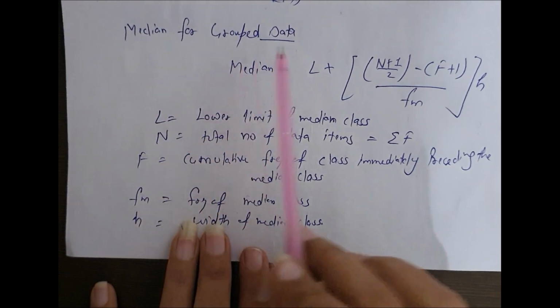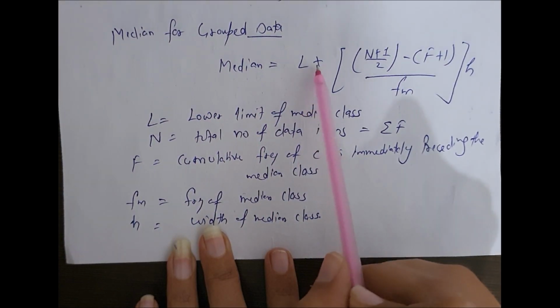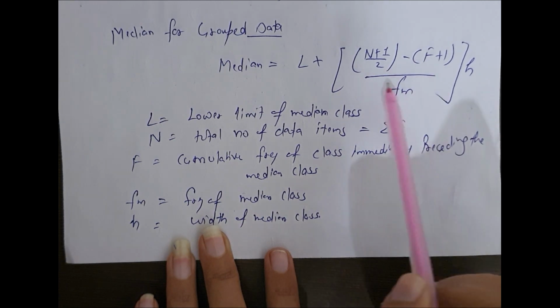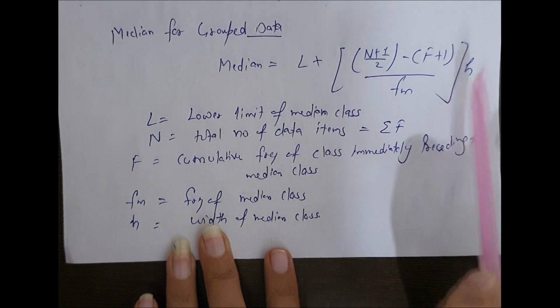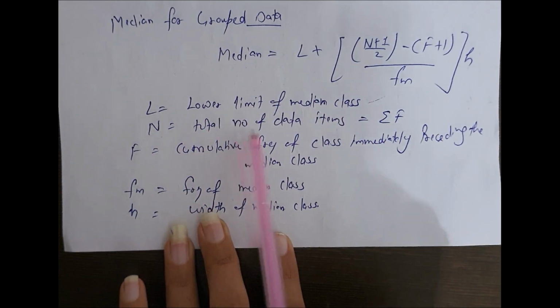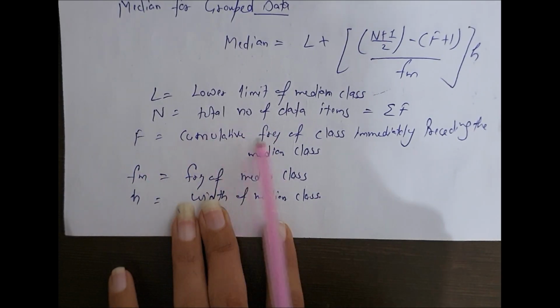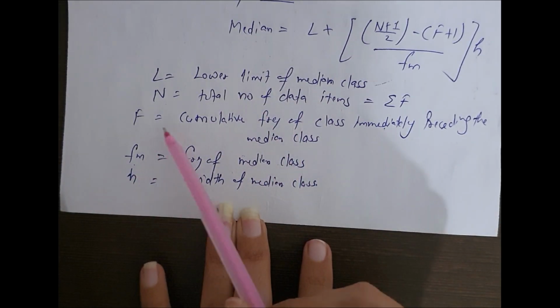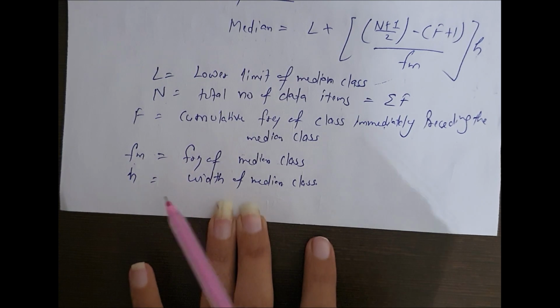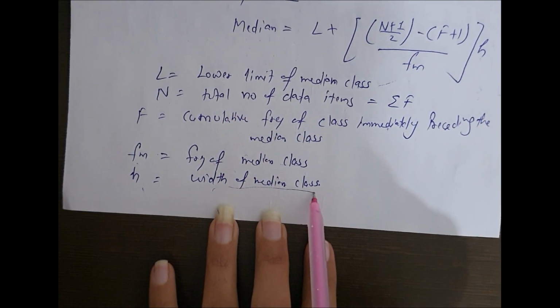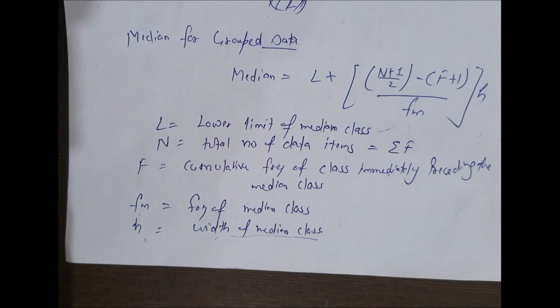now median for the grouped data. That is, median is equal to L plus (n plus 1 by 2 minus f plus 1) upon fm into h. Now, what is L? Lower limit of median class. N, number of terms. F, cumulative frequency. Fm, frequency. There is a difference between cumulative frequency and frequency. Both will be given to you. H, width of median class. We will study this with the help of examples.